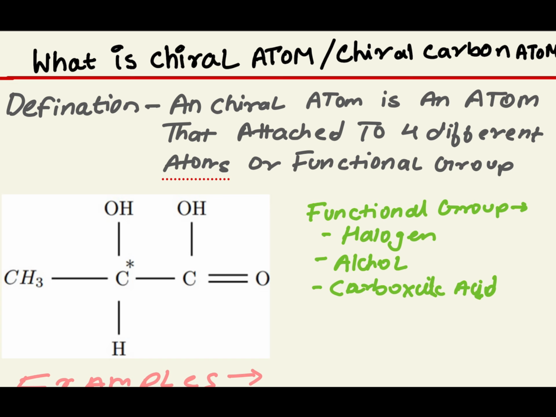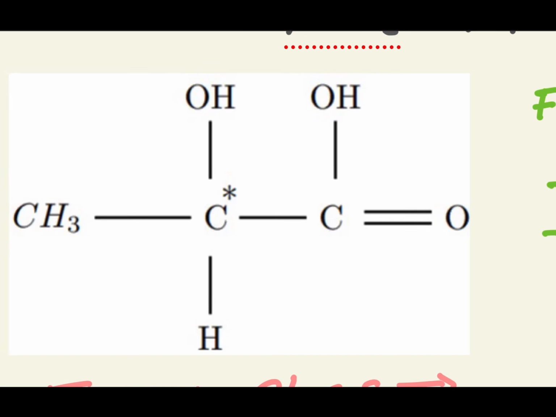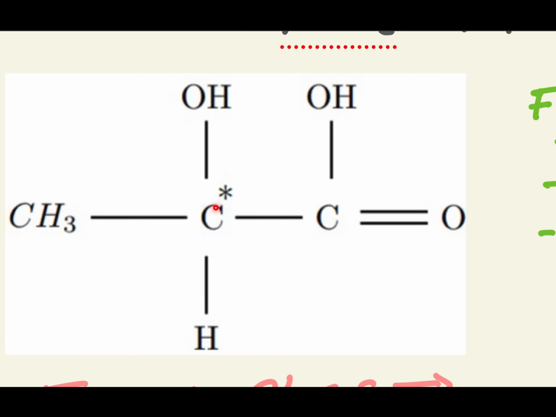So in this particular picture you can see the carbon which is star marked is a chiral atom. Why though? Let's see why it's a chiral atom. Basically you can see this atom is connected to four different atoms. For example, here it is methane, here it is hydrogen, here it is alcohol, and here this whole structure is carboxylic acid.